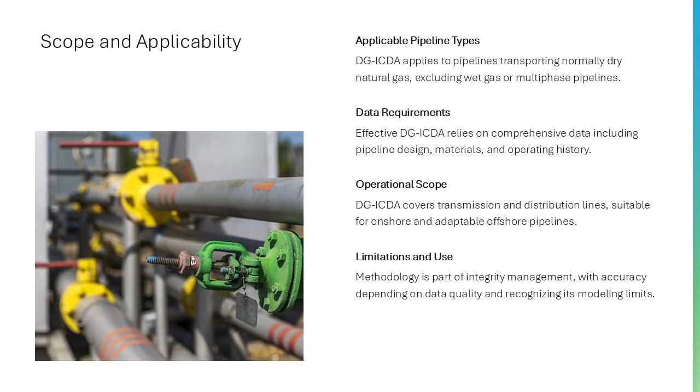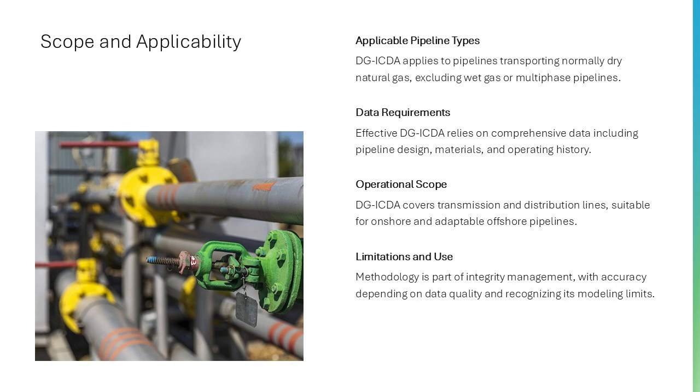DG-ICDA is specifically applicable to pipelines that transport normally dry natural gas, meaning systems where gas dehydration is designed and operated to prevent continuous free water presence. The methodology is not intended for pipelines that routinely transport wet gas, multiphase fluids, or liquids, as those systems are better addressed using alternative internal corrosion assessment methods.